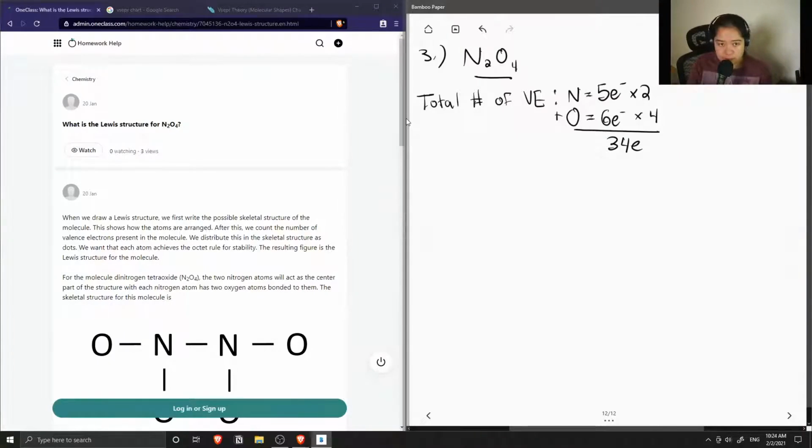Okay, so now let's try to draw a skeletal structure. We have our 2 nitrogens that will be bonded together, and we can show each nitrogen having 2 bonds to the oxygens. Okay, so let's see what happens if we just drew in all of the lone pairs on our oxygen atoms.